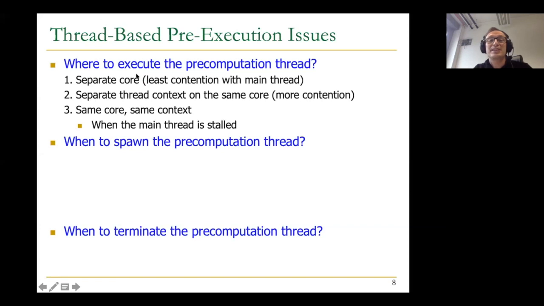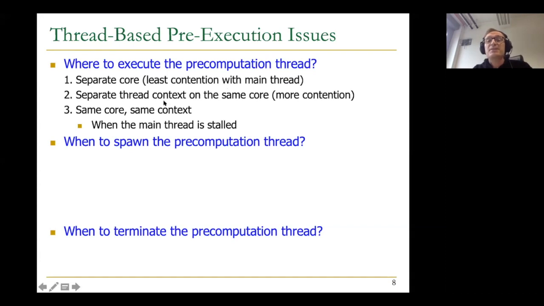I'm not going to go into the details, but very quickly, if you execute the pre-computation thread on a separate core, you have the least contention for hardware resources with the main thread because they're not concurrently executing on the same pipeline. But you also have the least sharing of the caches. As a result, you may not hide the full miss penalty of an L1 cache miss, for example, maybe not even an L2 cache miss. If the shared level is L3 cache, you prefetch into the L2 cache.